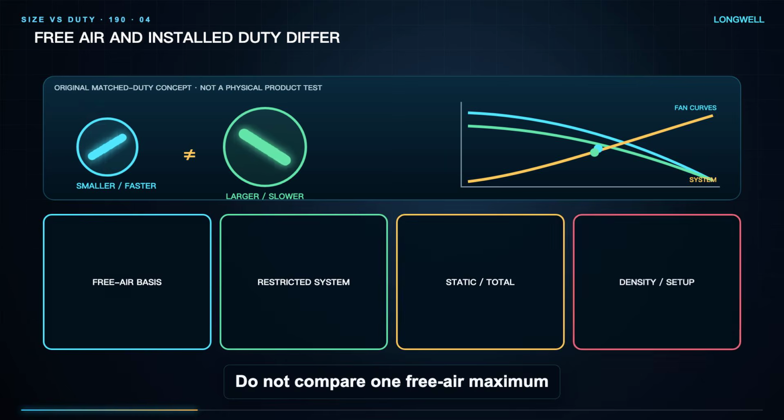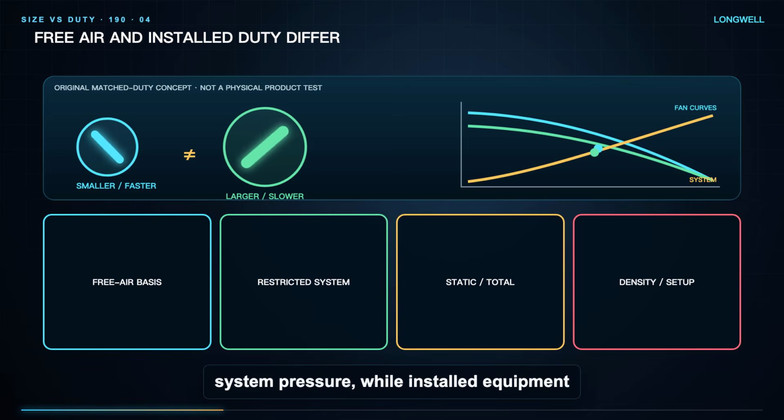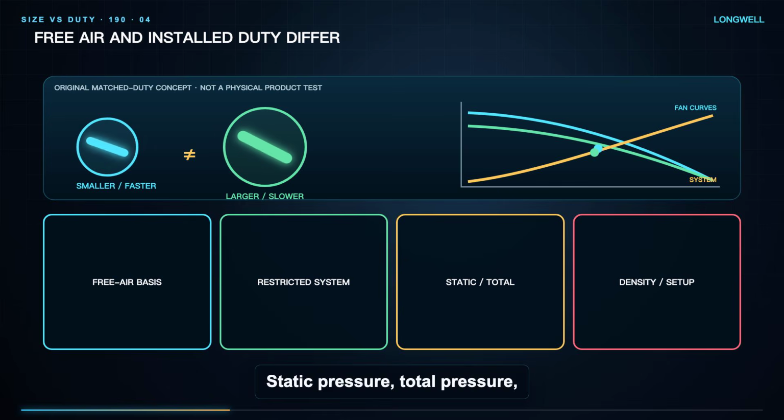Do not compare one free air maximum with another fan's pressure rated value. Free air means essentially no connected system pressure, while installed equipment adds resistance. Static pressure, total pressure, density, and measurement setup must use a common basis before any airflow number is comparable.